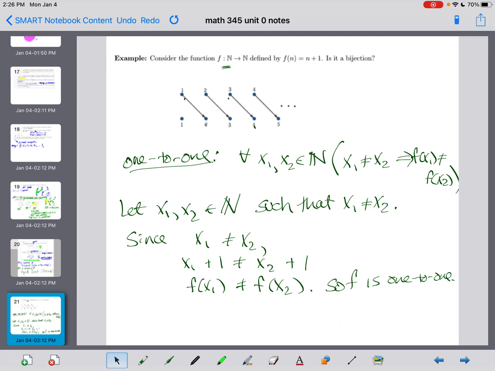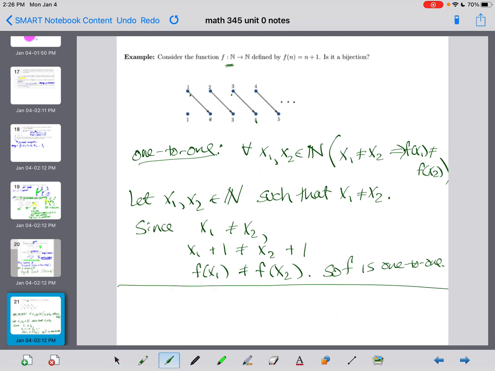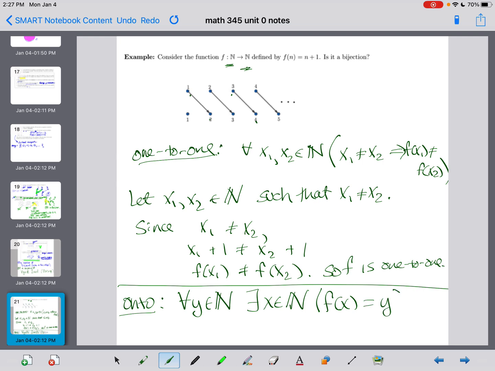Okay. Is it onto? To be a bijection, you have to be 1-to-1 and onto. So to check that it's onto, we need to show that for every y in the codomain, which in this case is also the natural numbers, there exists an x in the domain, the natural numbers, such that f of x is equal to y. Looking at the diagram, it's easy to see that this doesn't seem to be onto. We do have one leftover element in the bottom row in the codomain that's not in the range, that's not an output of the function. In particular, nothing's mapping to the number 1 here.